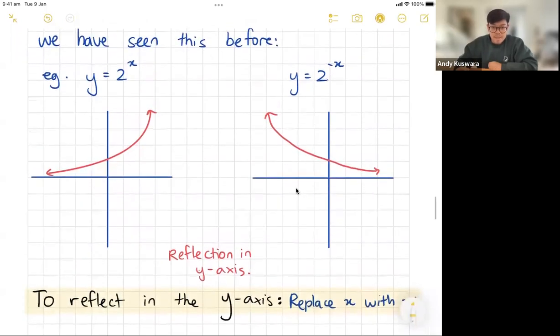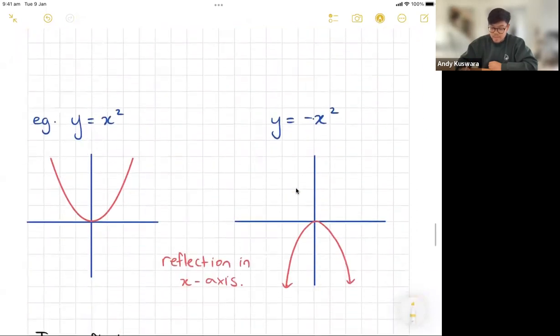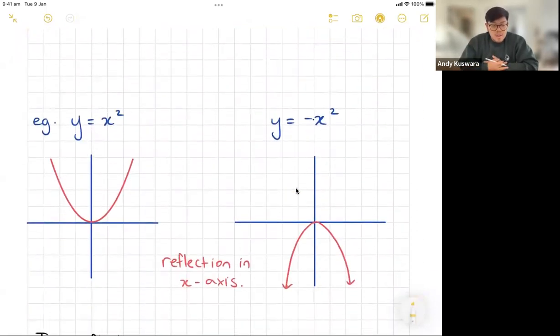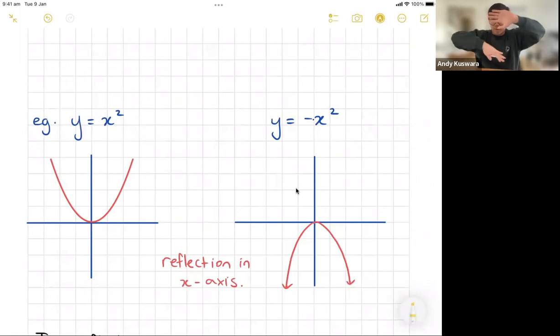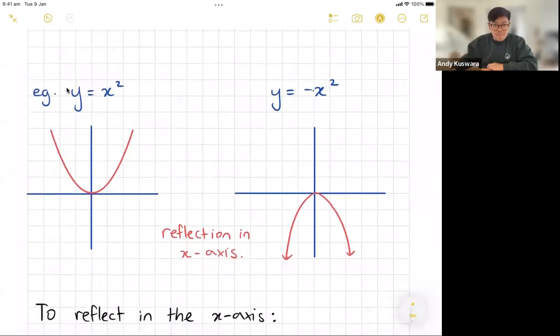Now, we can reflect on the y-axis, but it also makes sense that we can reflect across the x-axis too, so from top to bottom. So we can see here two things that we're very familiar with, hopefully. y equals x squared, parabola. And if I have y equals negative x squared, it's a negative parabola. And you can see that it's reflected in the x-axis, which means that we folded from the top, we switched it to the bottom. And all we've done here is we've made the whole thing negative.